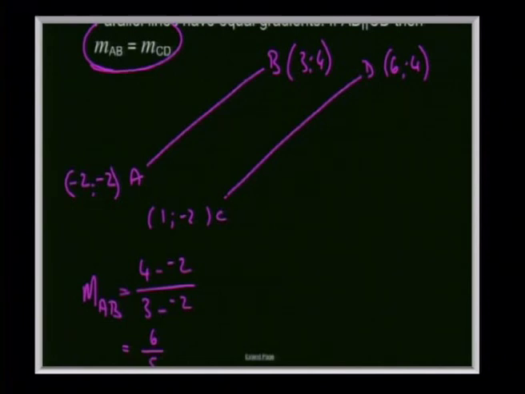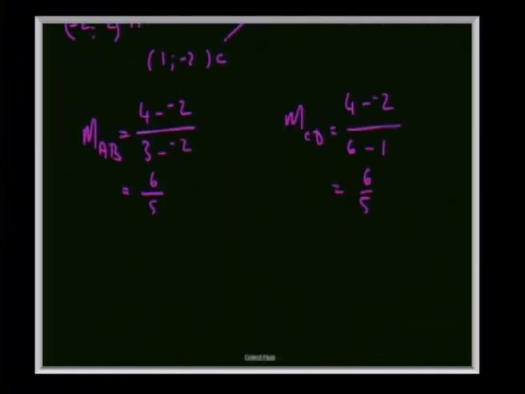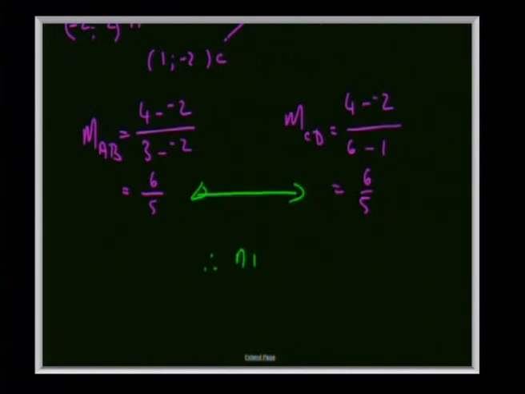Let's have a look for the slope of CD. The slope of CD, 4 minus 2 over 6 minus 1, which gives us 6 over 5. Goodness me. The slopes are the same. There they are, the slopes the same. Therefore, AB is parallel to CD. Nice question. Are the lines parallel? Yes. Then how are we going to show it?